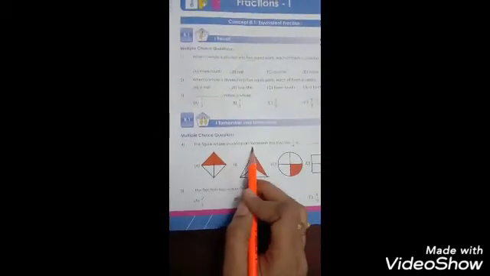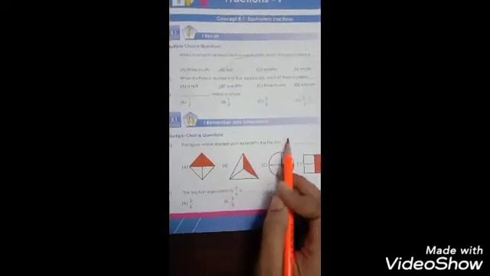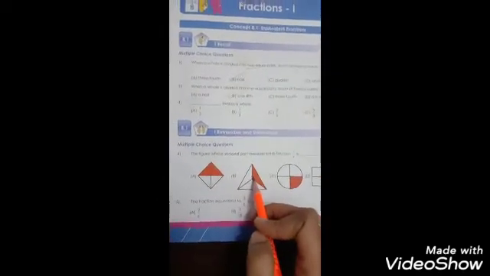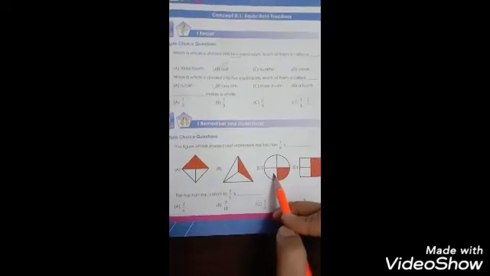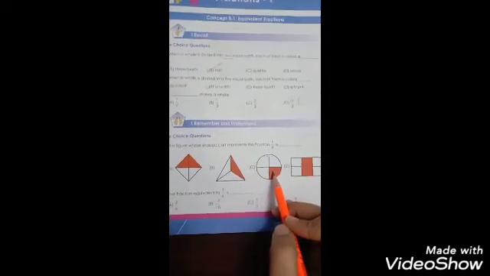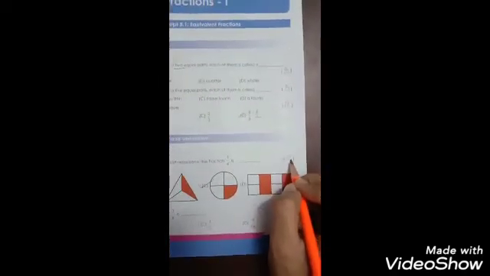Got it? Now come to multiple choice question number 4. The figure whose shaded part represents the fraction 1 by 4 is. 4 figures are given here, and you have to find which figure represents 1 by 4. So, observe the shapes. Is it A? No, A is 2 by 4. B is 1 by 3. Number C: the circle is divided into how many parts? 1, 2, 3, 4. Out of 4, how many parts are shaded? 1. So C is the correct answer. Here you write C.